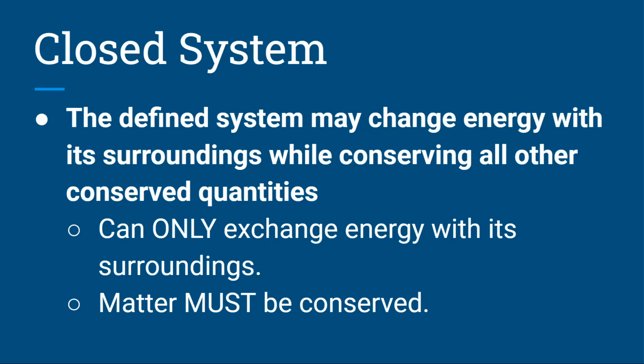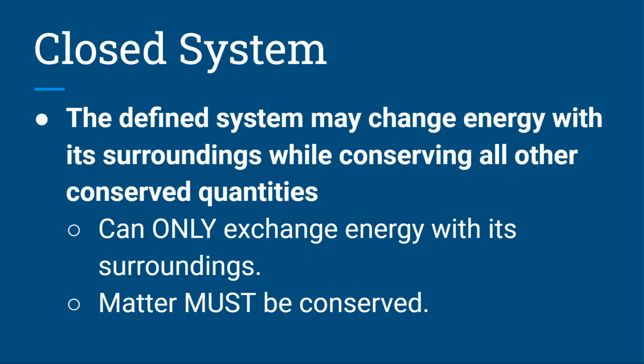Okay, the second type of system is a closed system, and that is a system where you can exchange energy with the surroundings, but you're conserving all other conserved quantities. So we're not going to have matter entering or leaving our system. We are going to have conservation of mass, but this is a scenario where you could have energy that is dissipated from your system, but the matter must be conserved. So that's the difference between open and closed: in a closed system, the matter must be conserved, but the energy can exchange with the surroundings.